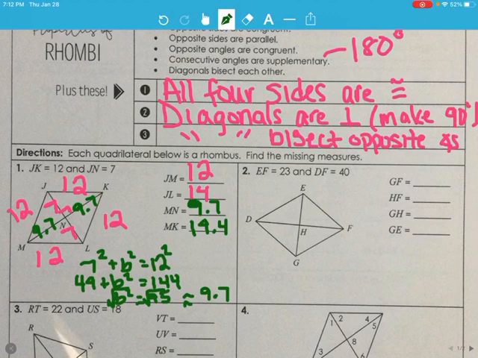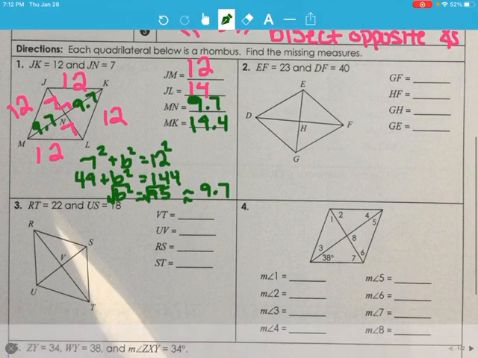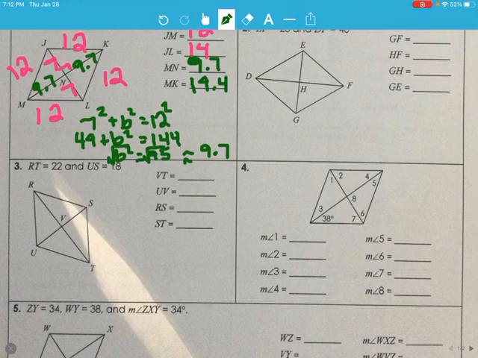Number 2 is very similar to number 1, so I'm going to leave that for you to do. And same with number 3. I'm going to move over to number 4 because now we're going to talk about angles. Okay, so things we can start filling in immediately. We know that opposite angles are congruent, and we also know that angles get bisected. I have this angle of 38 right there, so I know if that is 38, right above it is 38, and I know the angles directly across, so 4 and 5 are also 38. So I'm just going to fill those in.